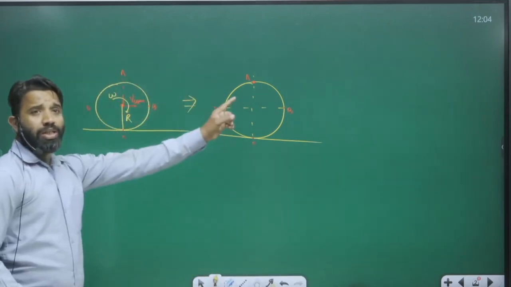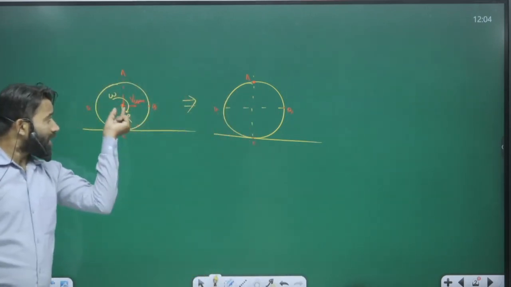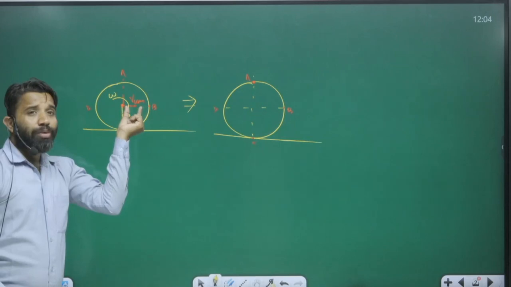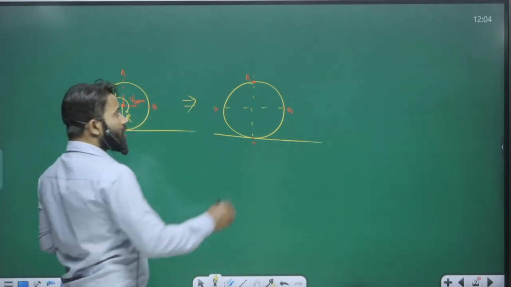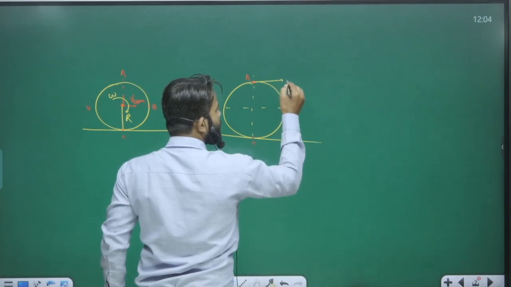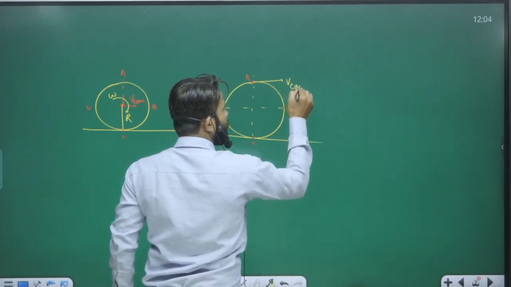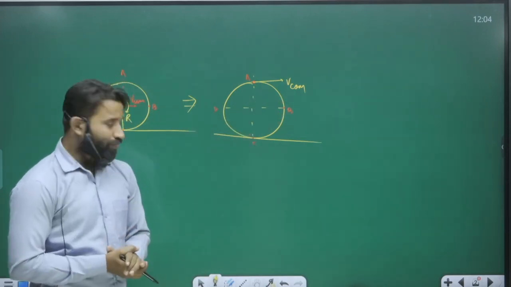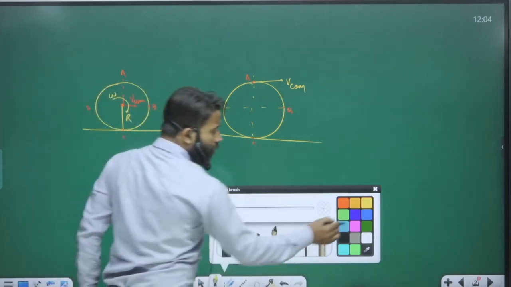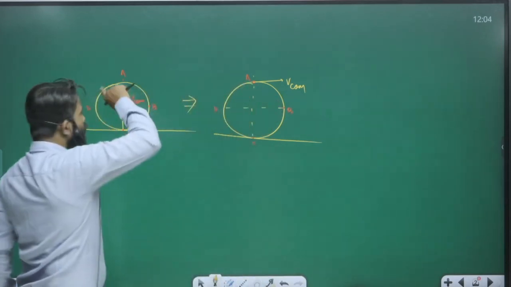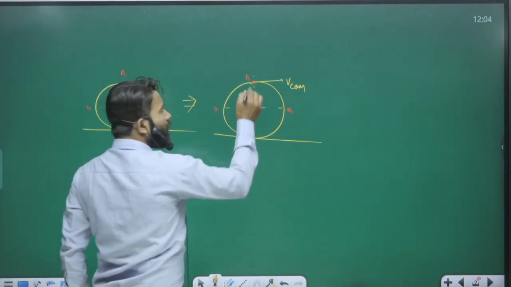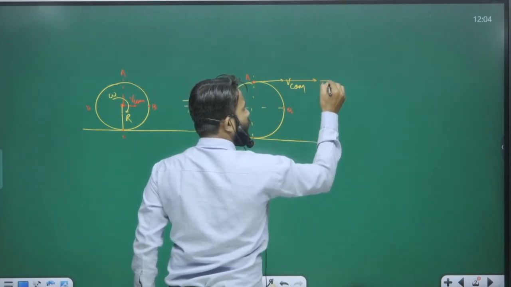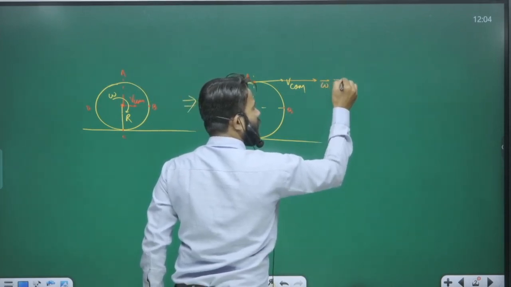Now this point A, if you will observe, as the center of mass of this disk has got a velocity v com due to its translational motion. So this point A will have a velocity in this direction, and that will be equal to v com, and this velocity is due to translational motion. Again, if you will observe, due to this rotational motion, this point A will have a velocity in this direction again, and that velocity will be written as omega vector cross R vector.